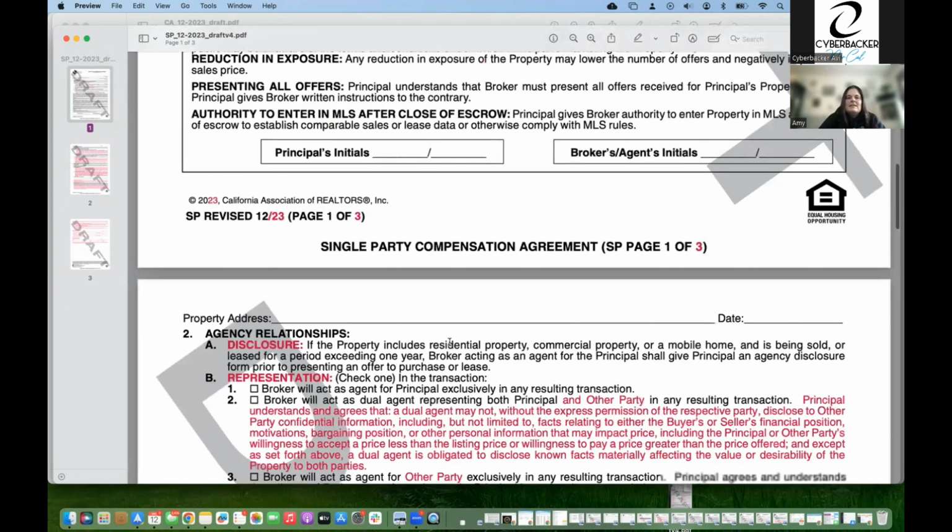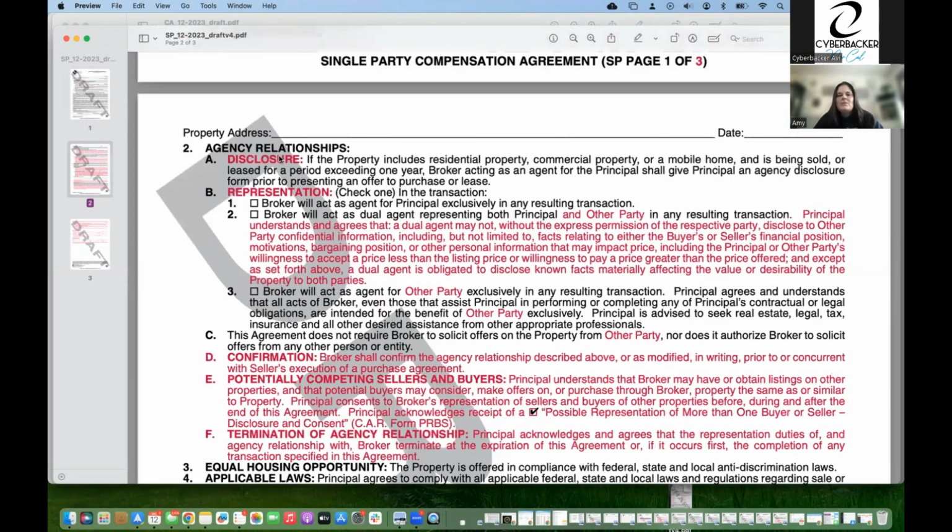They updated this to read disclosure. If the property includes residential property, commercial property, or mobile home and is being sold or leased for a period exceeding 1 year, broker acting as agent for the principal shall give principal an agency disclosure form prior to presenting an offer to purchase or lease, right? There's no agency form attached to this one, so you would need to provide that. Representation, your choices here are broker will act as an agent for the principal exclusively in any resulting transaction, or the broker will act as dual agent representing both principal and other party in any resulting transaction. So are you representing just the seller, or both the seller and the buyer, or just the buyer?